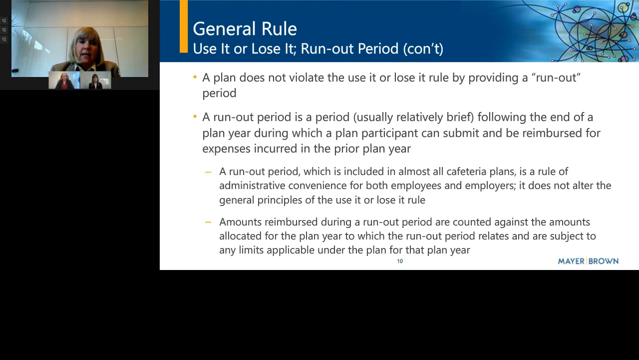A plan doesn't violate the use it or lose it rule by providing what's called a run out period, which is essentially an administrative rule that is available so that claims that are incurred late in the year can be processed early in the next year, but they relate back to the prior year. Normally it addresses claims incurred later in the year, but it could address any claims that are incurred at all in the year to which the run out period relates. This is usually a brief period following the end of the year, and it's included in almost all cafeteria plans.